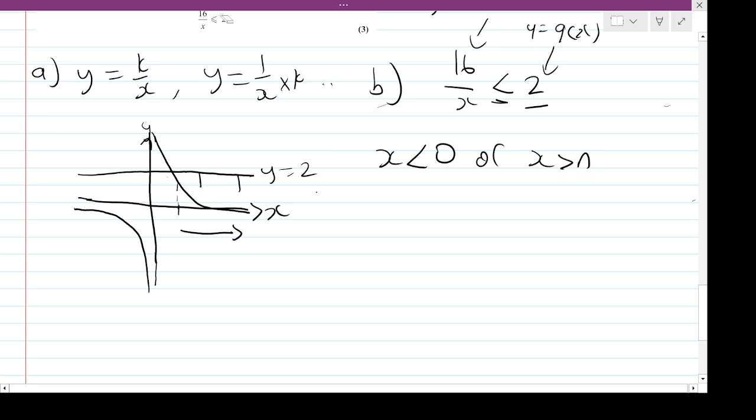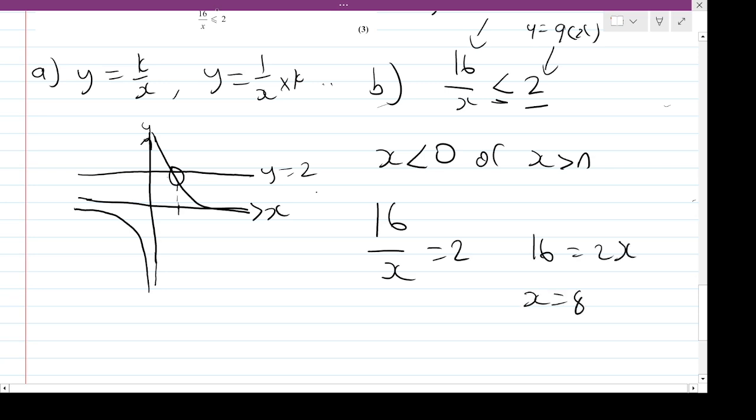Okay. So then how do we find this intersection point when it's underneath the line 2? Well, we equate them together, right? Remember, when two graphs cross, or when two graphs equal each other, you just set them equal to each other. So 16 over x is equal to 2 at this point n. Then we solve it. This is a very easy equation to solve: 16 is 2x if you multiply both sides by x. Then x is 8 if you divide by 2. So that's telling you this point is 8 when they both cross over.